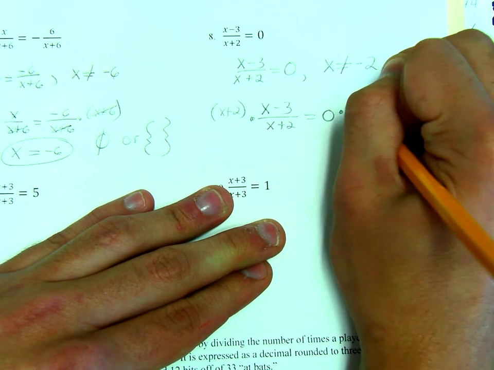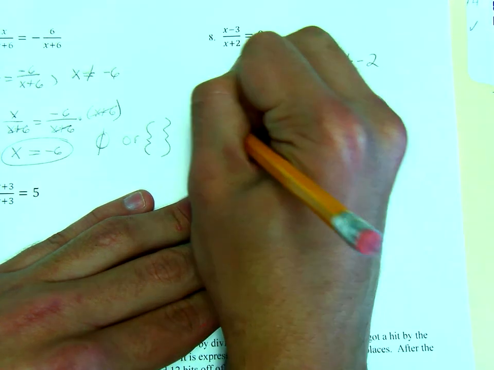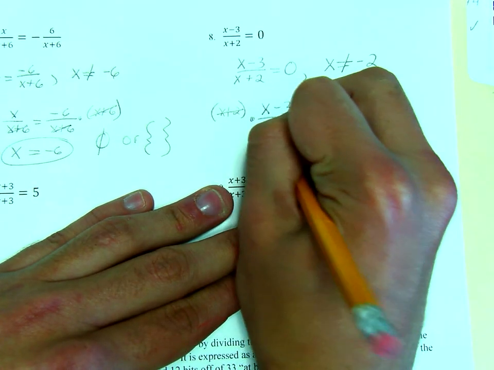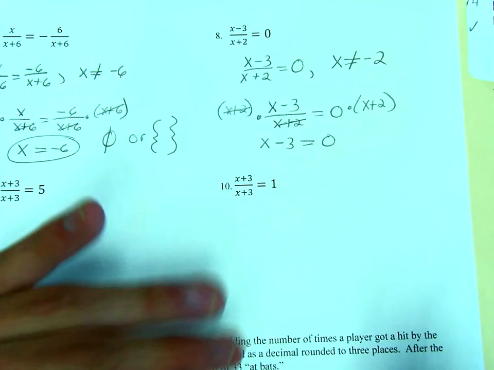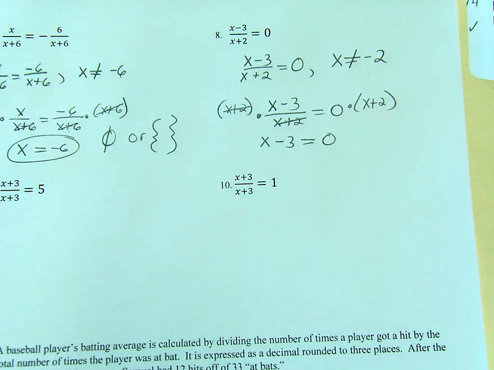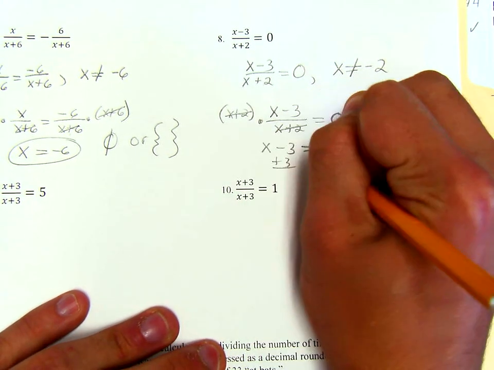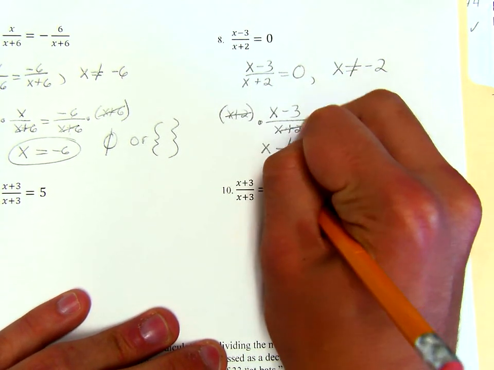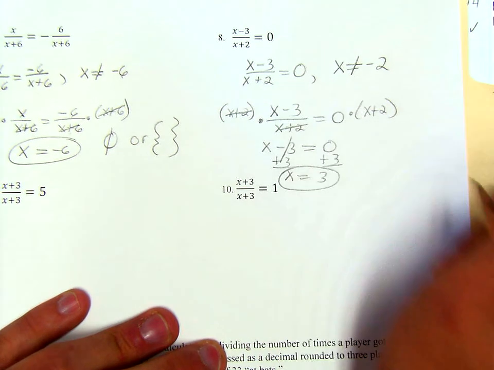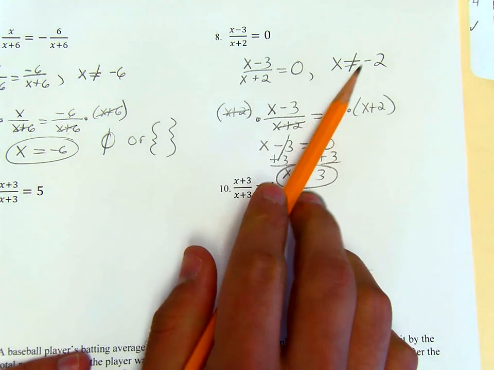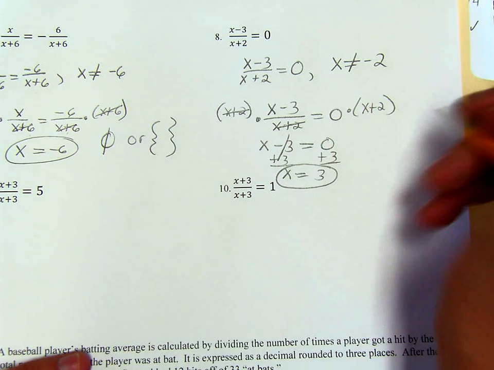X plus 2 will cancel with that, so we'll get x minus 3 is equal to 0. And then to get x, we're going to have to add 3 on both sides. So I'm going to add 3, add 3. So we get that x is equal to 3. And then we look, 3 is not one of our restrictions, so x can be 3. So our solution set is going to be 3.